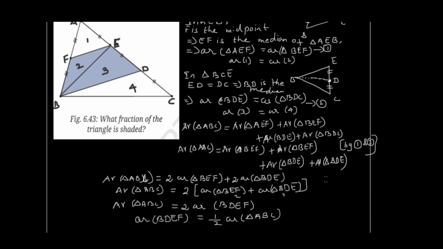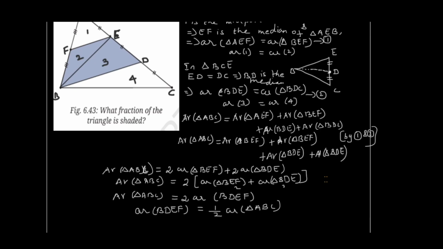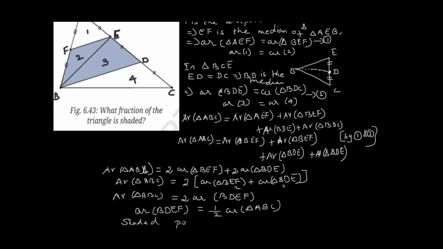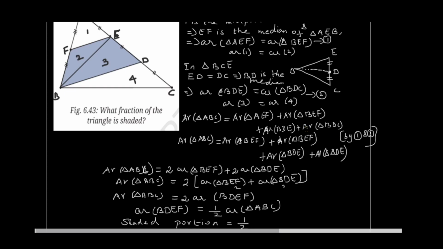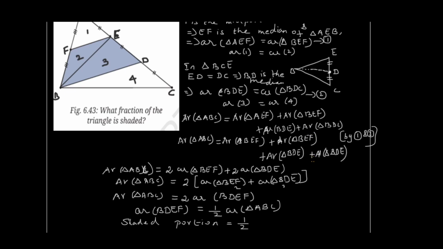So the question asked, what fraction of the triangle is shaded? So 1 by 2 part of the triangle is shaded. Shaded portion is equal to 1 by 2. The whole half of the area is shaded here.